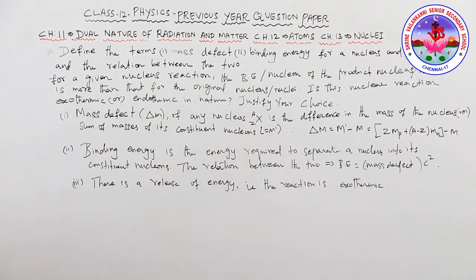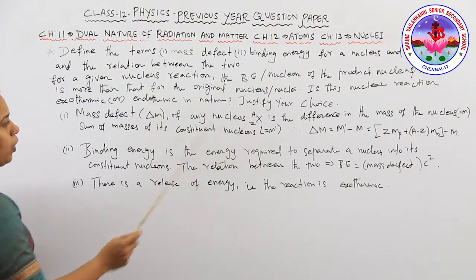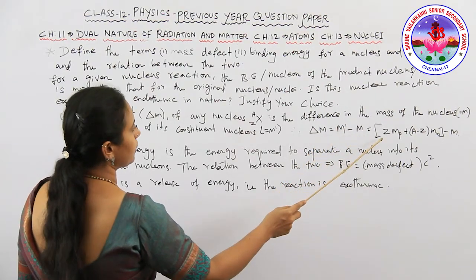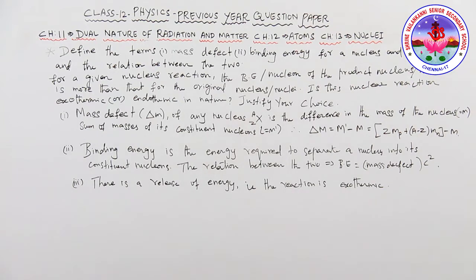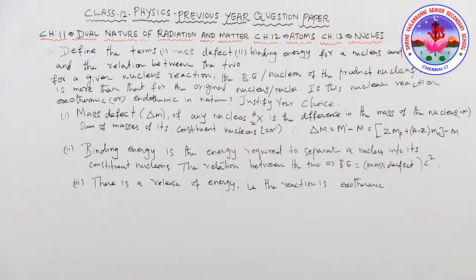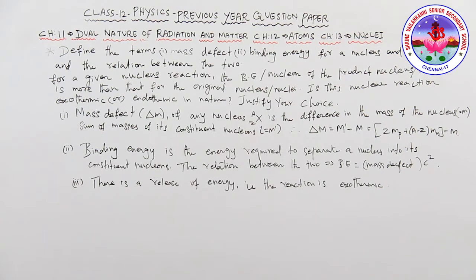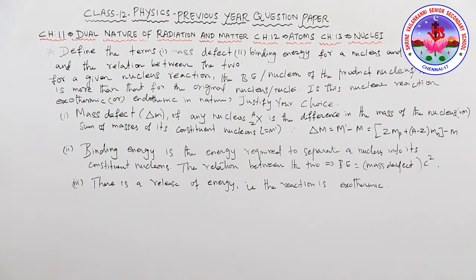The mass defect of any nucleus ^A_Z X, where A is the mass number, is the difference between the sum of the masses of its constituent nucleons and the mass of the nucleus. So Δm, that is the mass defect, is equal to M' minus M, which is equal to Z m_p plus (A minus Z) m_n minus M. So this is the formula for the mass defect, where m_p is the mass of the proton and m_n is the mass of the neutron.